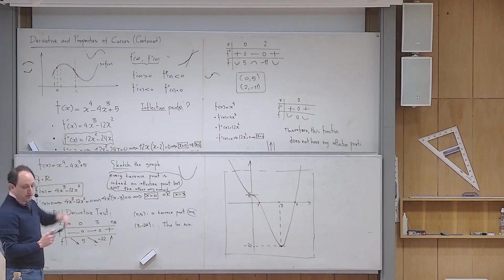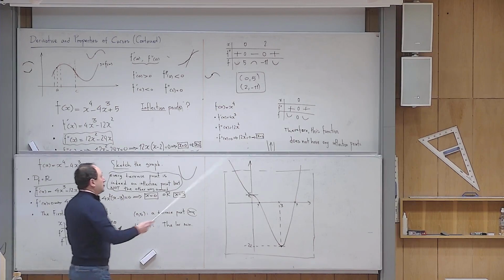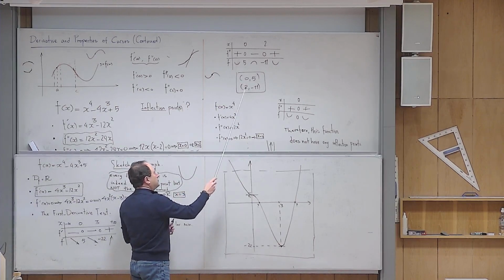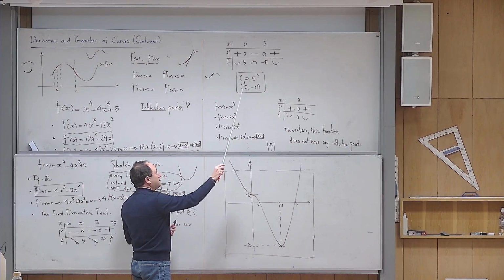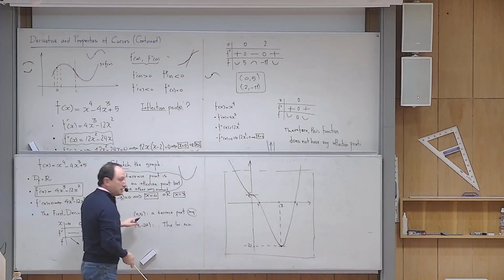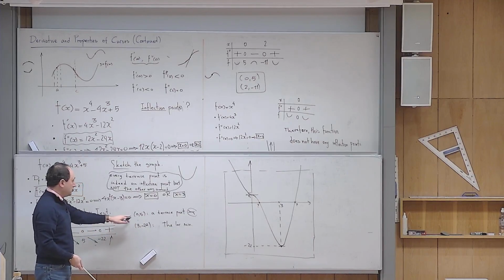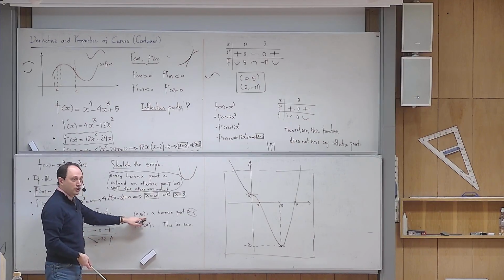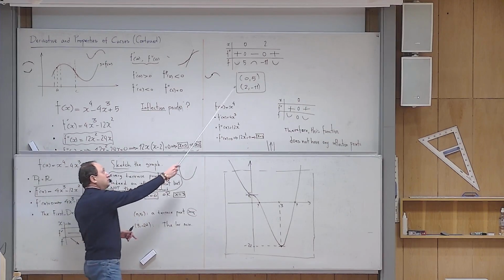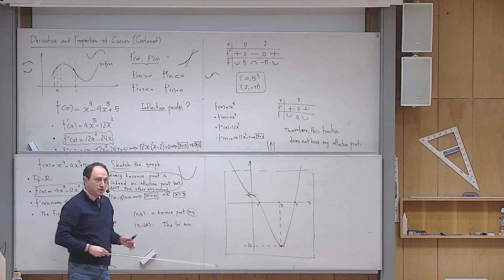Because we know that (0, 5) is an inflection point. We know that (2, -11) is an inflection point. Based only on this calculation, I couldn't foresee that (0, 5) is also a terrace point. But now, by putting the first derivative equal to 0 and getting the same point, I realize that that particular inflection point is a terrace point.